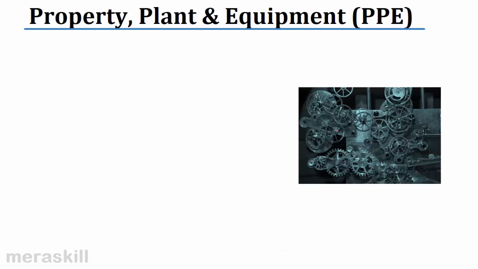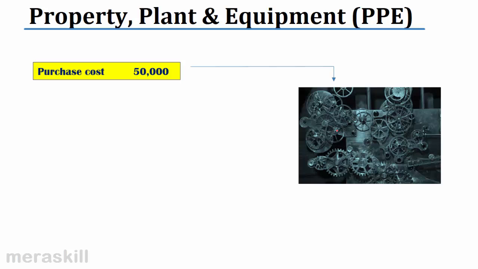Let us take an example. I am buying a piece of machinery. This is the kind of machinery that I have purchased. The cost of this machinery as per the invoice is $50,000. Is this a part of the cost of the machinery? Yes, it is a part of the cost of the machinery, the purchase cost.